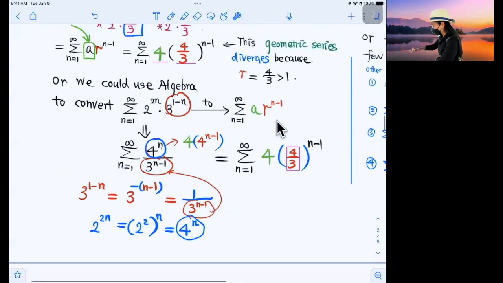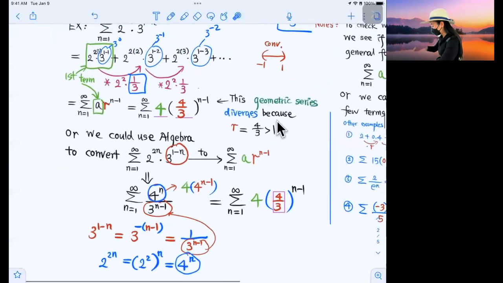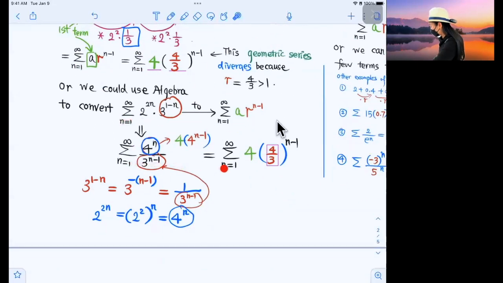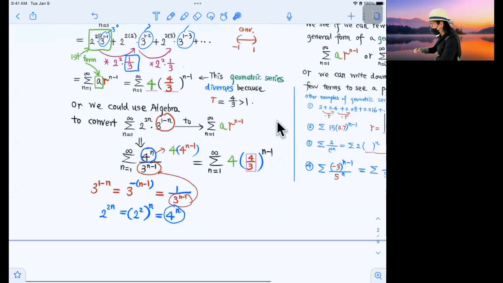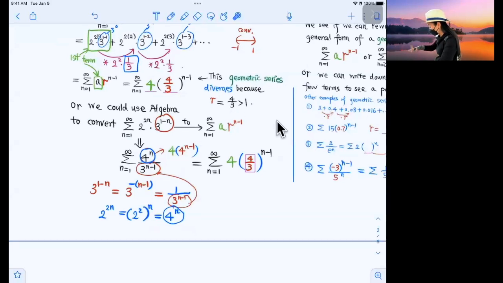Okay. So there are two different approaches. I guess many of you might find the first one, which lists out the first couple terms to see the pattern, a little bit more straightforward. This next one uses more algebra, involving exponent laws and so on. In any case, we know that this geometric series diverges because r is greater than 1.